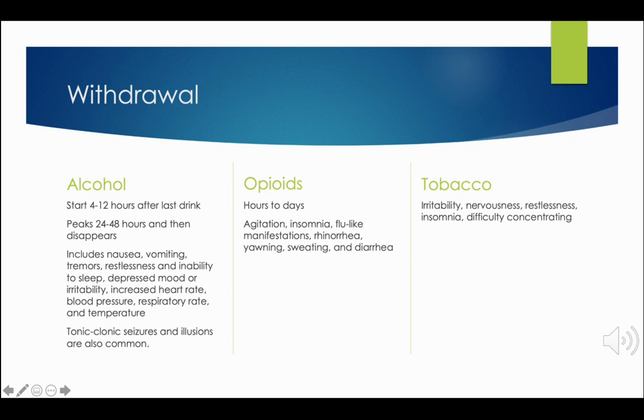For opioids, withdrawal manifestations can occur within hours to several days after cessation of opioid use. Common findings include agitation, insomnia, flu-like manifestations, rhinorrhea, yawning, sweating, and diarrhea. Withdrawal manifestations are not life-threatening, but suicidal ideation can occur. And when individuals stop using tobacco or nicotine, they become irritable, nervous, restless. They may have difficulty sleeping and concentrating. So there are other substances that are associated with substance use disorder, but again, this is just an introduction to medications that we use for substance use disorders.